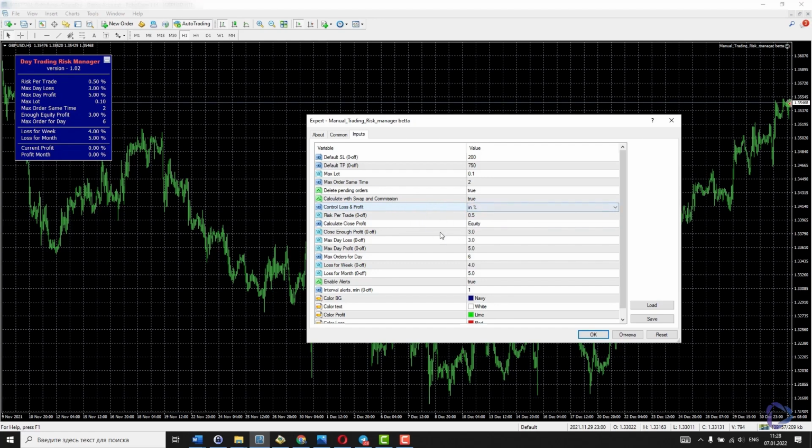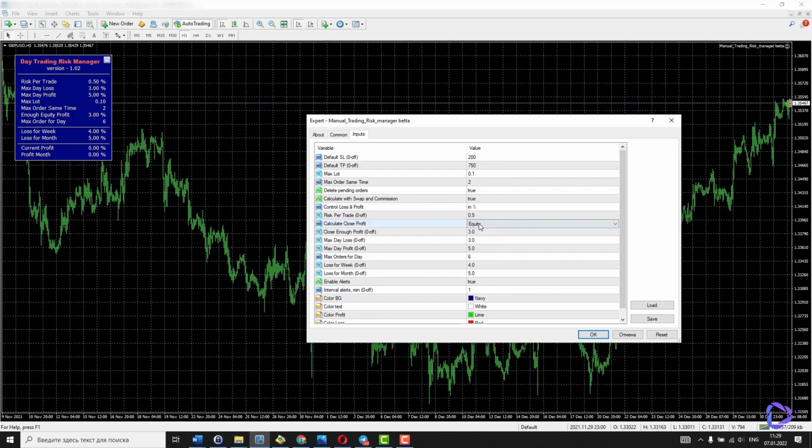All settings will be converted into the currency denomination of your respective account. So it's not even necessary, it can be dollars. So if your account is in euros, then all risks will be in euros accordingly you can specify. If in a different currency, then correspondingly in a different currency, calculate close profit.